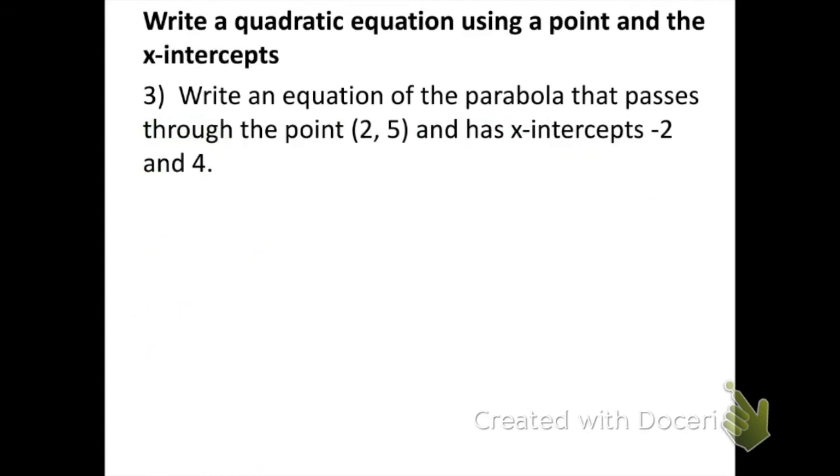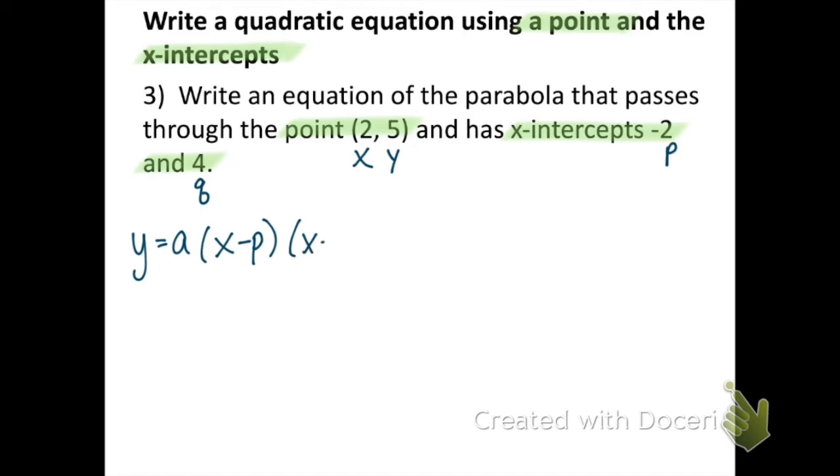For example number 3, the problem tells us to use a point and x-intercepts. So now we're switching gears and we're using our intercept form. So we're going to label our point x, y just like before, and our intercepts we're going to label as p and q. Next, I'm going to write out my equation for intercept form. And again, we're going to plug in our values for x, y, p, and q.